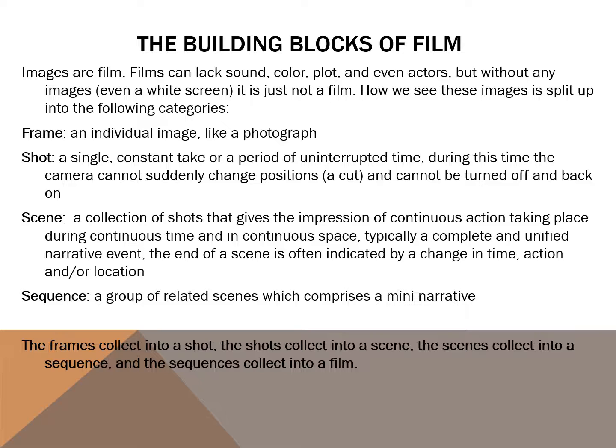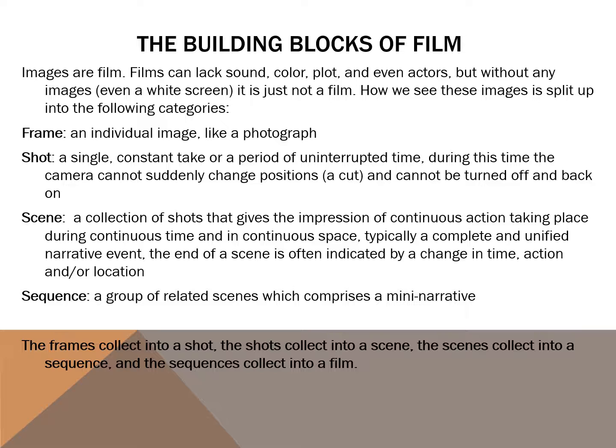A frame, on the other hand, remember, is a still image. So a shot is a collection of frames put together. A scene is a collection of shots. It gives the impression of continuous action taking place during continuous time and in continuous space. It's typically a complete and unified narrative event. It's sort of a short little story within the larger. And the end of a scene is often indicated by a change in time, action, or location.